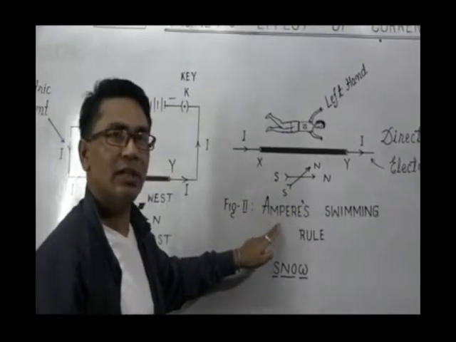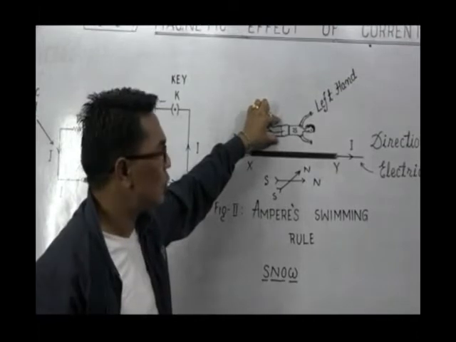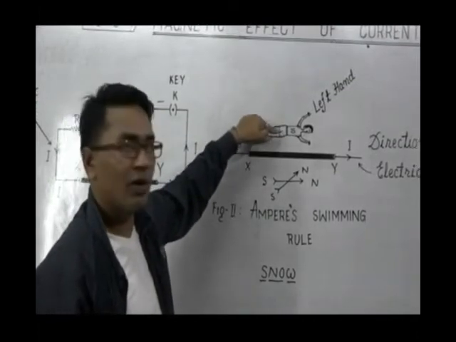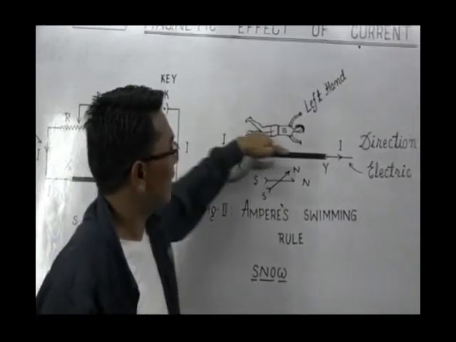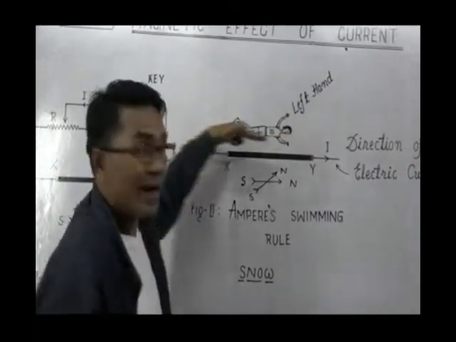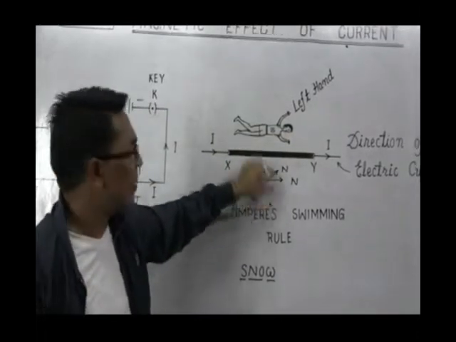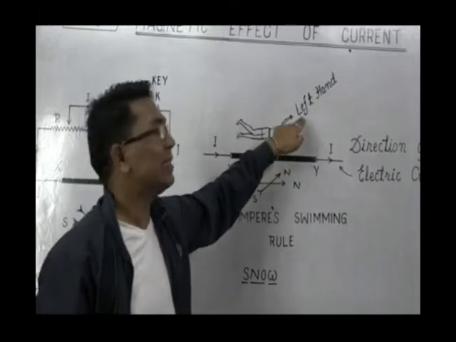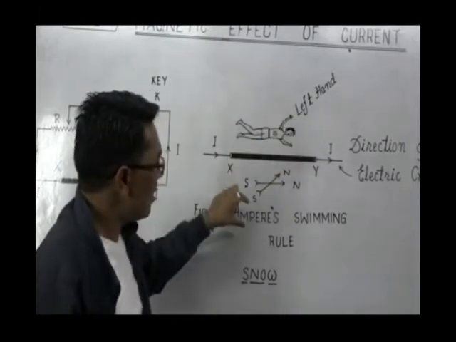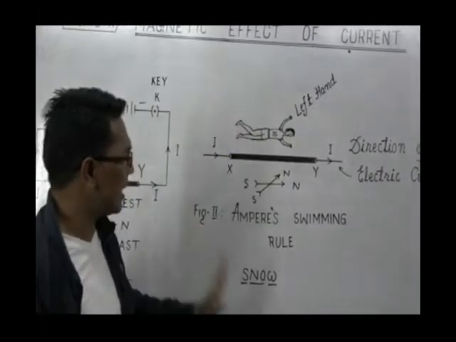Swimming rule, if a person is imagined to swim above a conductor with his face facing downward along the direction of current, then the north pole of the magnetic needle placed below this conductor will be deflected towards his left hand. This is called Ampere's swimming rule.